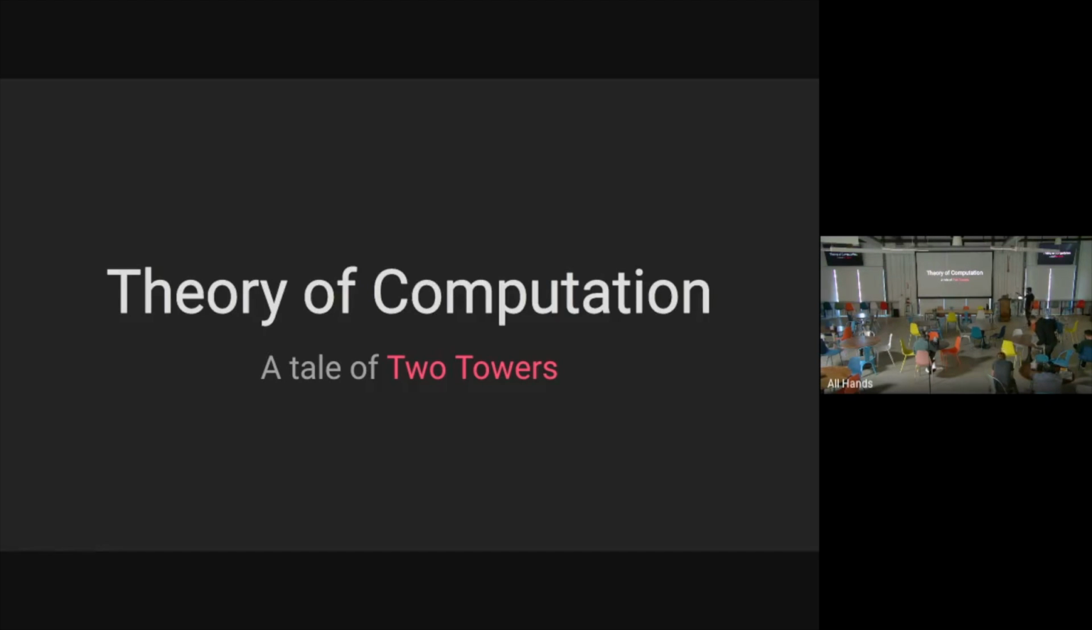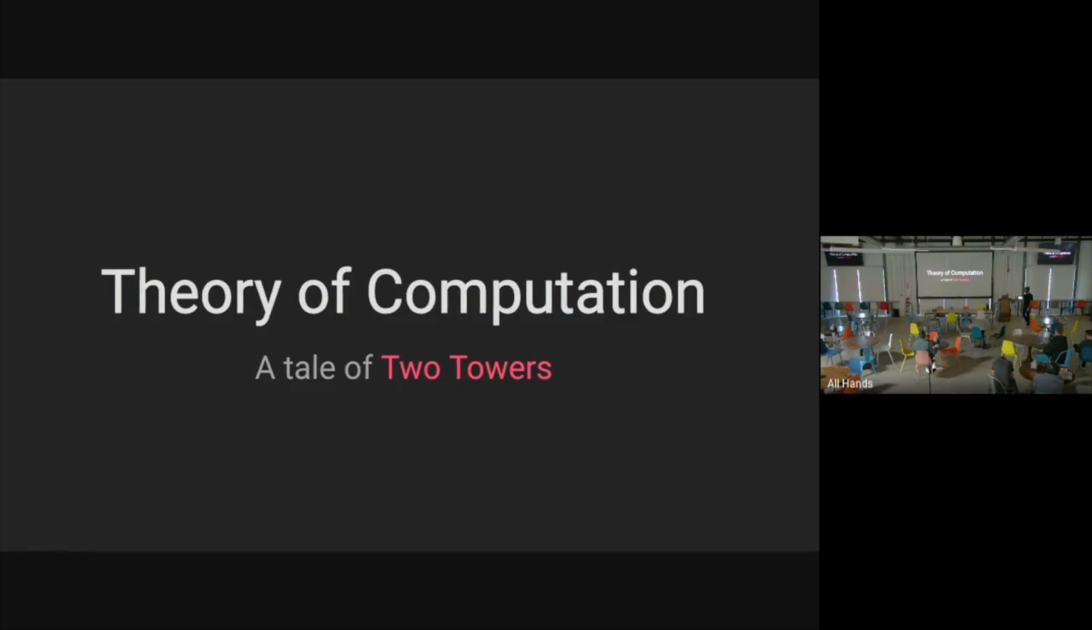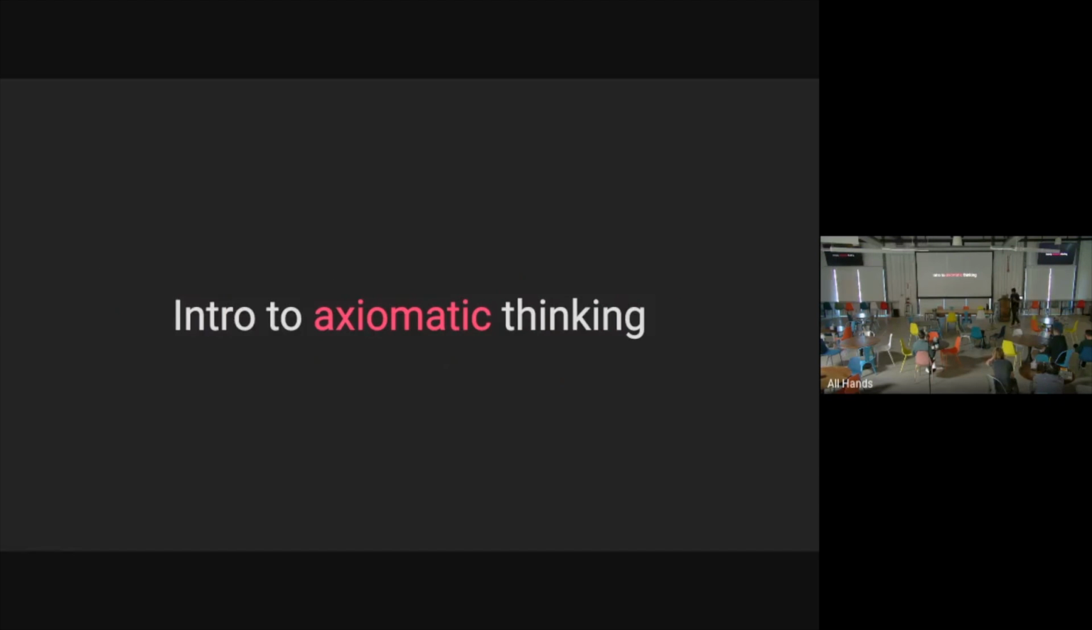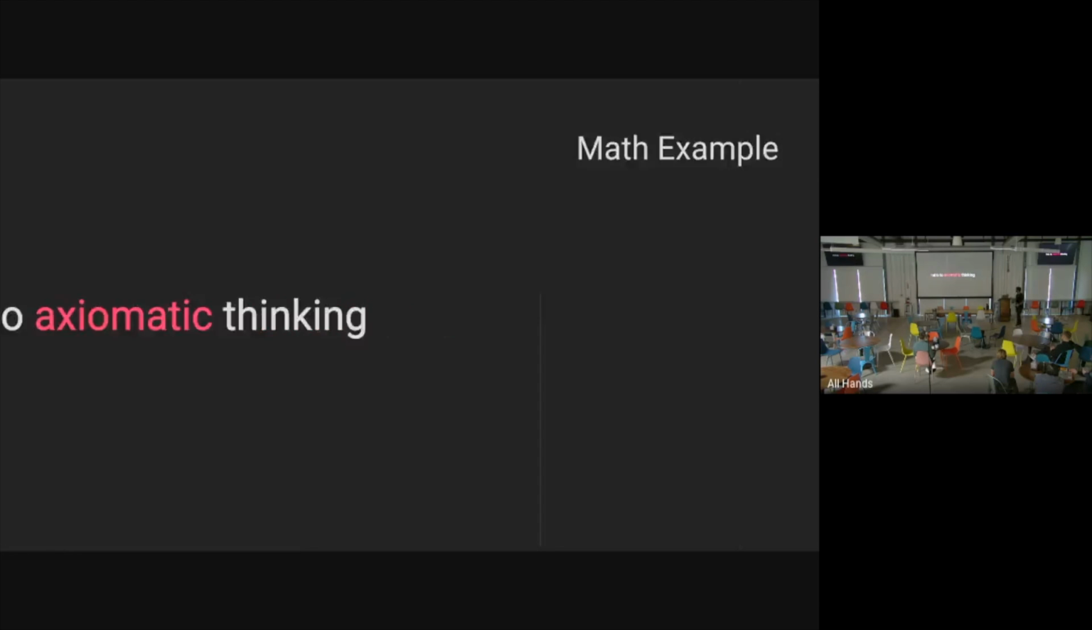So this is what it's about. The subtext of this is it's a tale of two towers, and this will make sense as we get into it. But the preface is an intro to axiomatic thinking. This is a kind of strange way of thinking if you guys haven't been introduced to formal math. It's strange. Let's just jump in.